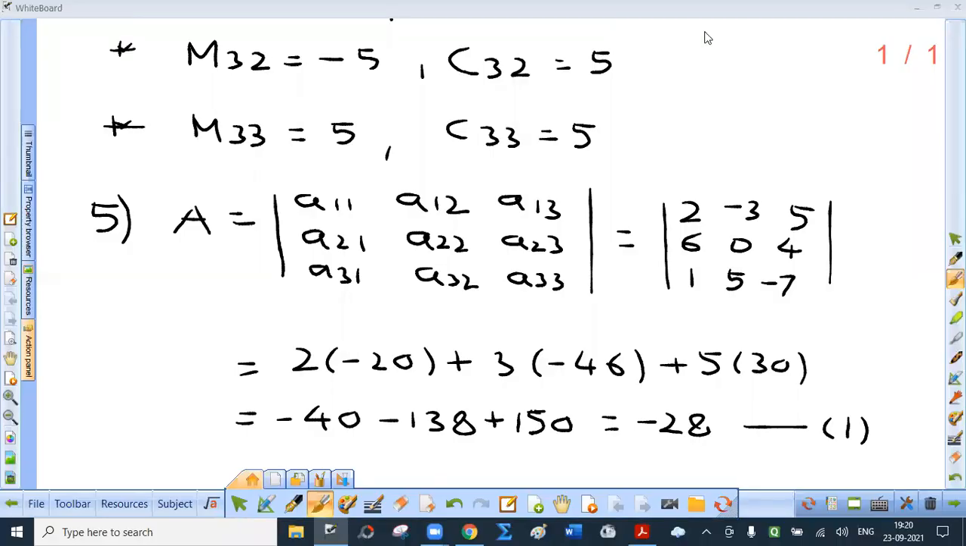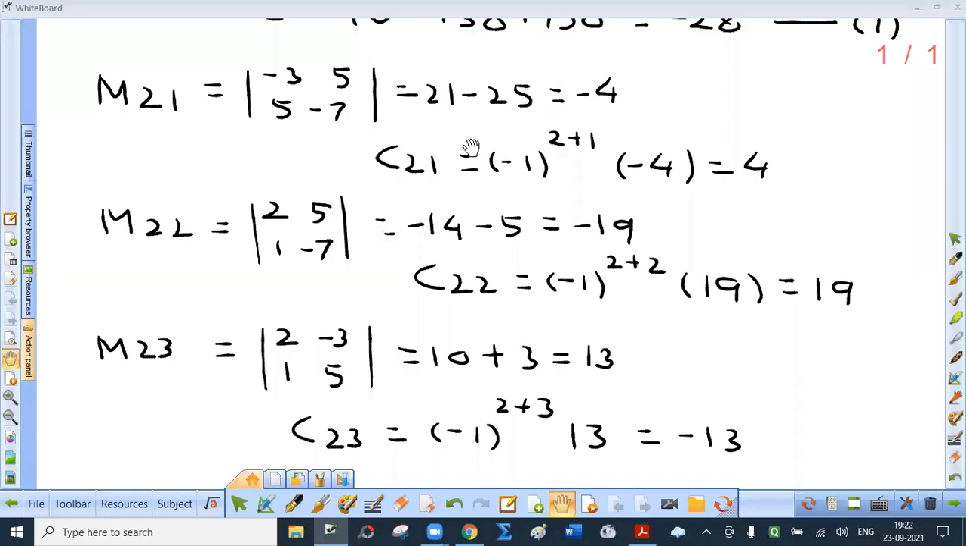Question 5. Evaluate the determinant A, 2 minus 3 5, 6 0 4, 1 5 minus 7. Also find the minors and cofactors of elements in the second row of the determinant and verify. So the value of the determinant comes out to be minus 28. Now we are asked to find M21, C21, M22, C22, M23, C23, that is, the minors and cofactors of elements in the second row. So these are the values.